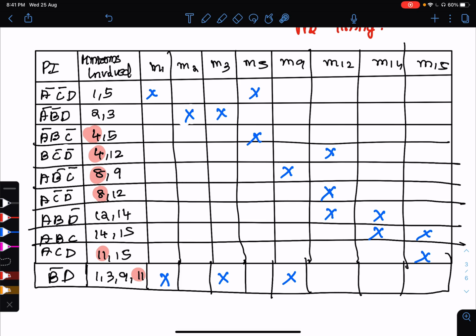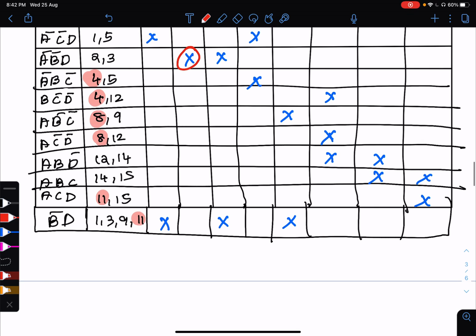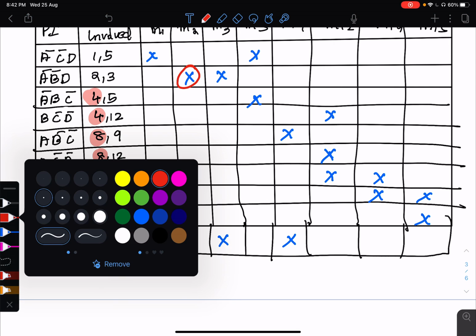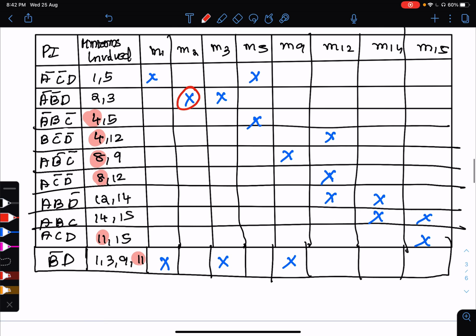So then check these columns. Column wise you can check and look for only one cross. Here in the first column there are 2 crosses. You can see there is a cross, there is a cross. And for the second column there is only 1 cross. Please round that. For the remaining columns there are 2 or 3 crosses. So the column which has only one cross, you can round that.